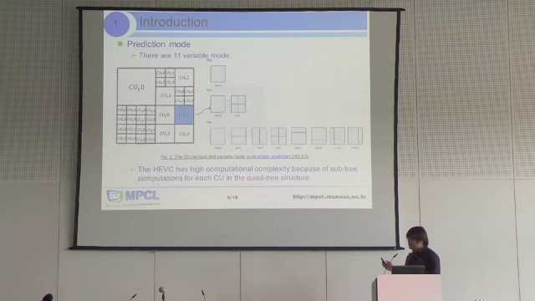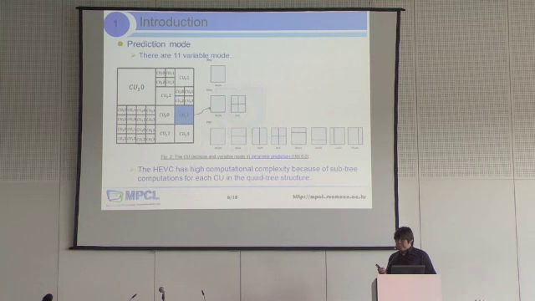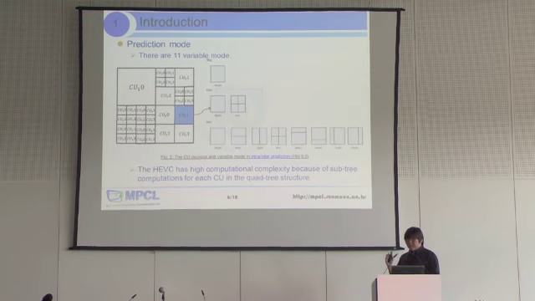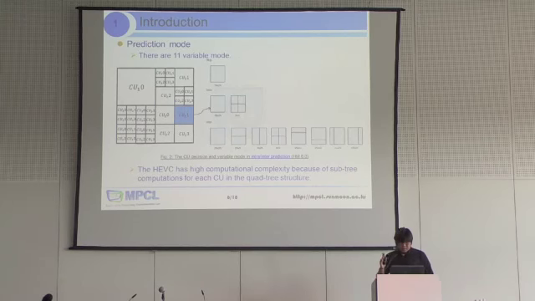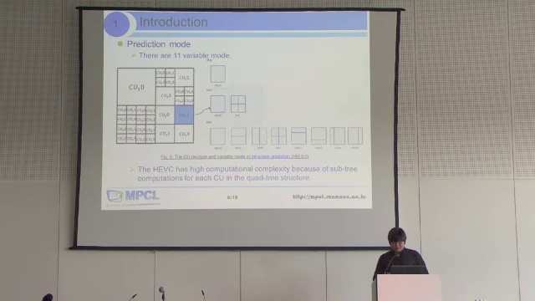Because of these variable modes, HEVC has a high computational complexity. The important point is how to eliminate sub-tree computations in the quad-tree structure.